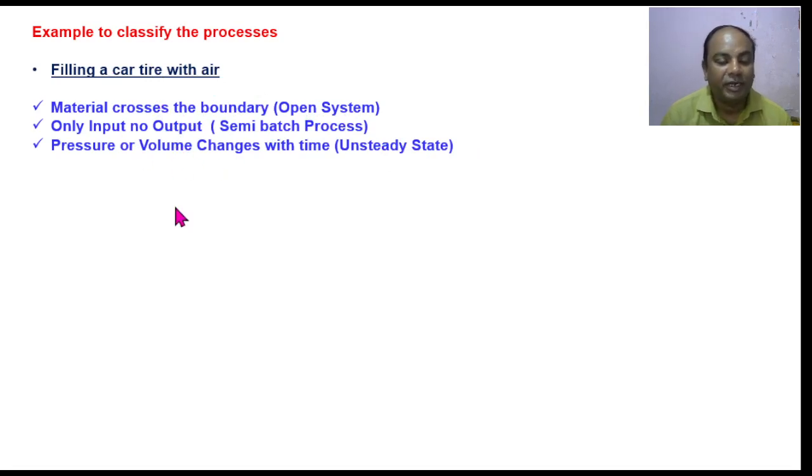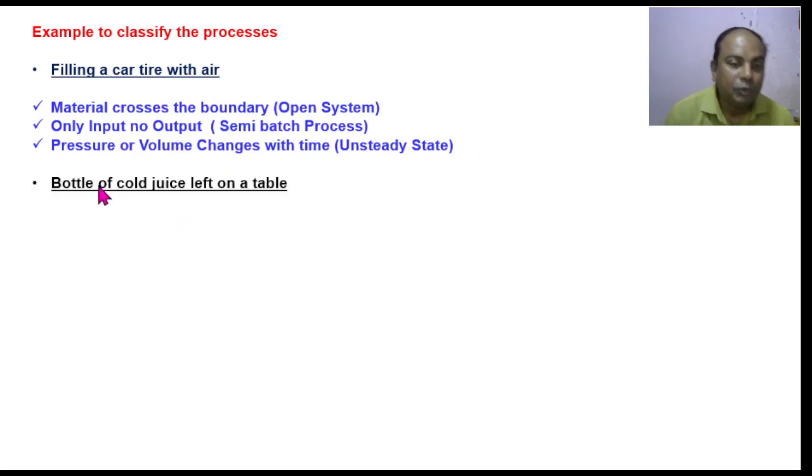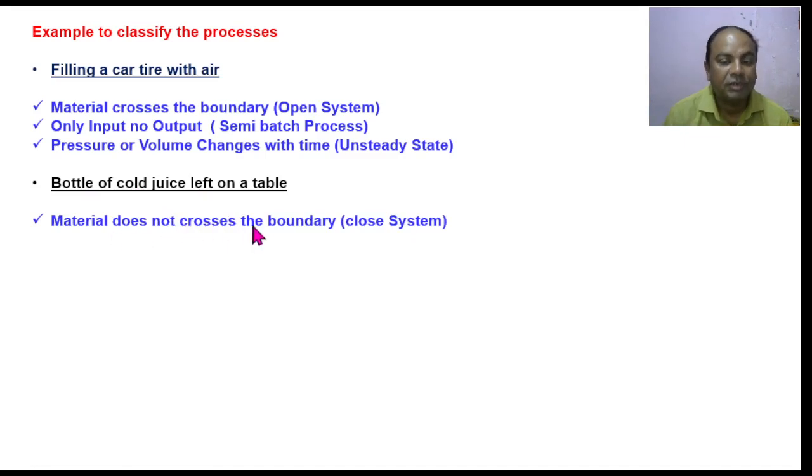So we shall take the next example right now: a bottle of cold juice left on a table. Just assume that material doesn't cross the system boundary. Once the material is taken in a bottle, whether it is a cold one or a hot one, whatever it may be, it is a cold one here of course.